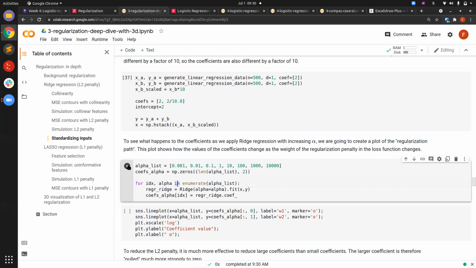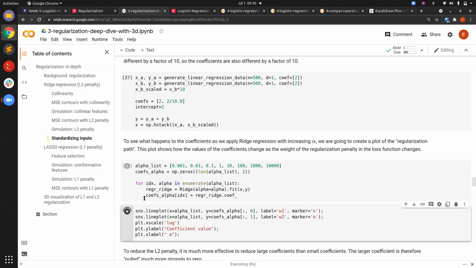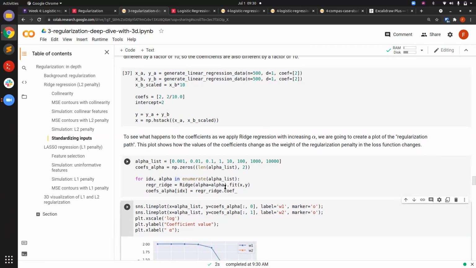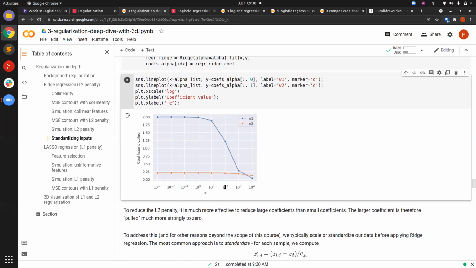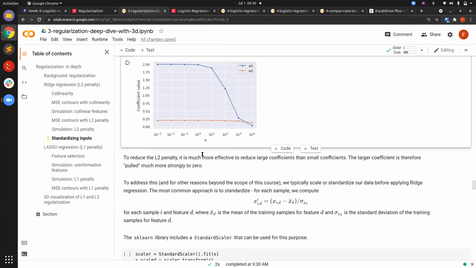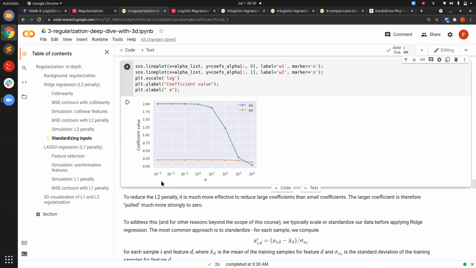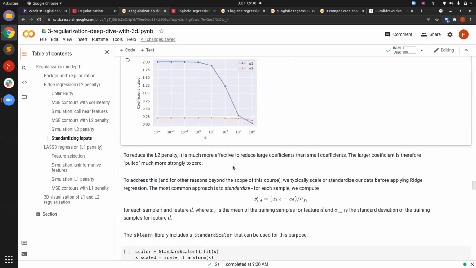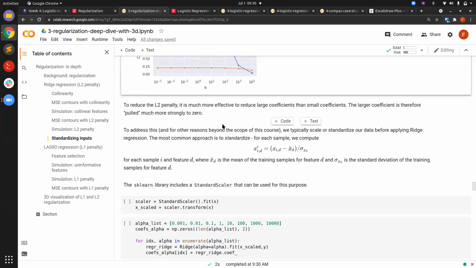Now, here's an example. In this example, I'm going to apply a ridge regression to some data set where, let's say, one coefficient is much larger than the other coefficient. You could see that the true coefficient values are 0.2 and 2. And you could see that the ridge regression, as alpha increases, pulls much more strongly on the large coefficient value than on the small coefficient value. So now we're going to standardize the two features, the x1 and x2 features, so that it doesn't happen.